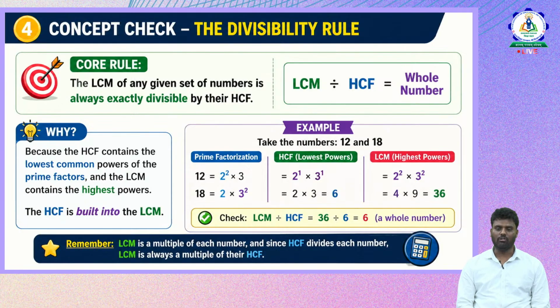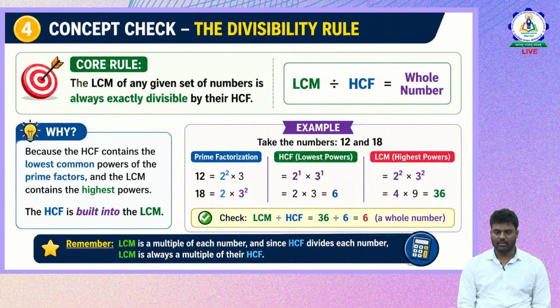Now, how can we identify the LCM? Through the factorization method. Let us take the number 12. The factorization of 12 can be written as 2 to the power of 2 into 3. And 18 can be written as 2 into 3 to the power of 2, which we have discussed in the previous session.